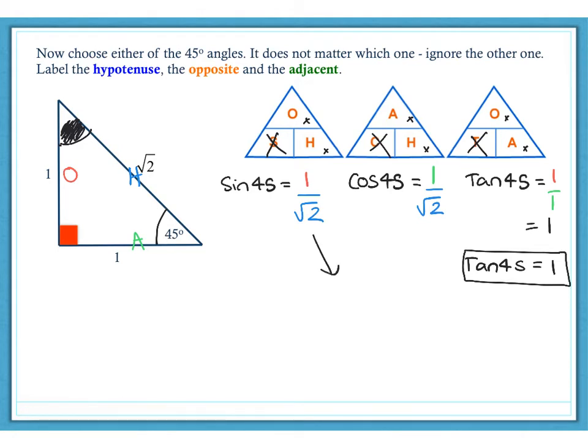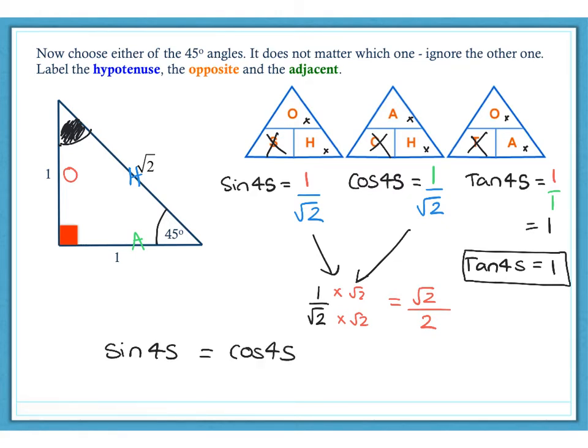The sine of 45 and the cos of 45 can both be simplified if we rationalise the denominator. So we currently have 1 over root 2. We'll multiply the numerator and the denominator by root 2, which gives us a value of root 2 over 2. And again, if you input sine 45 or cos 45 into your calculator, you will find they both have the same value, and the calculator will give you a value of root 2 over 2.